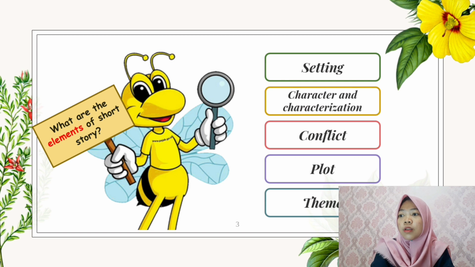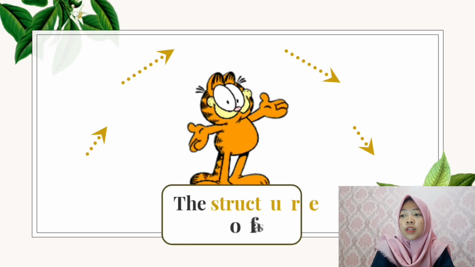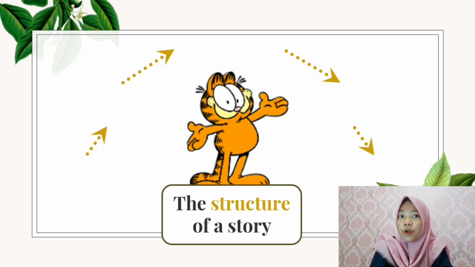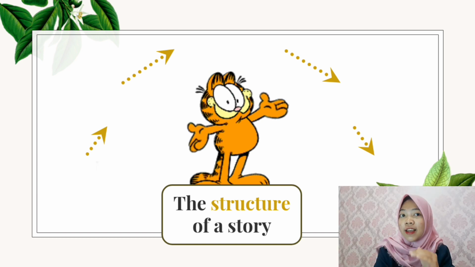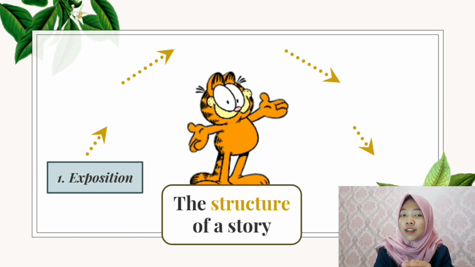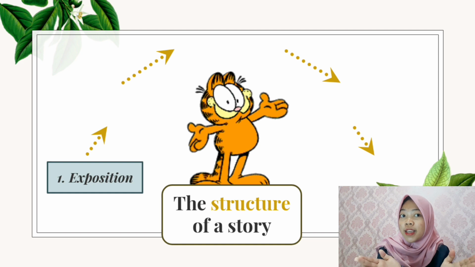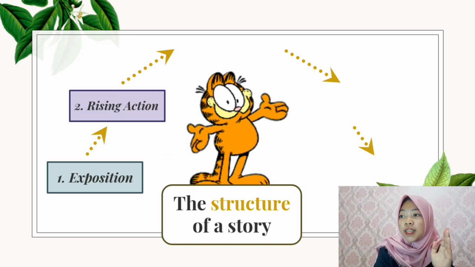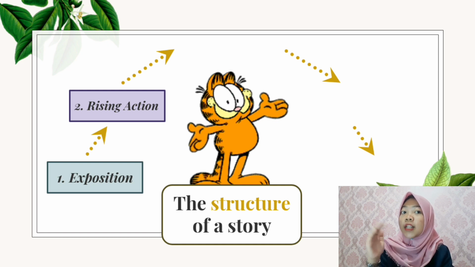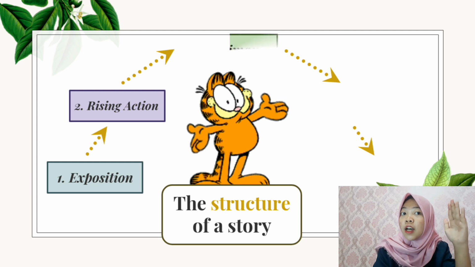Okay, now let's continue to the structure of a story. The first one is exposition. Exposition tells the reader the background information of the story, that tells how the story begins. And it goes up to rising action. The action in the story leading up to the climax. It starts to lead up.